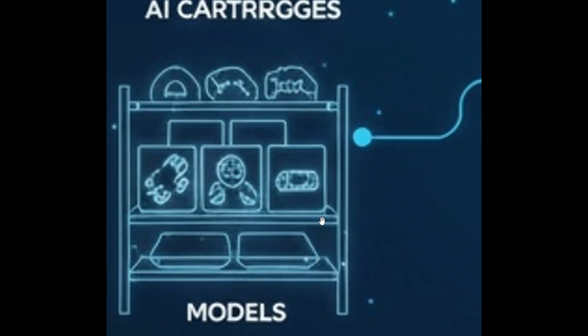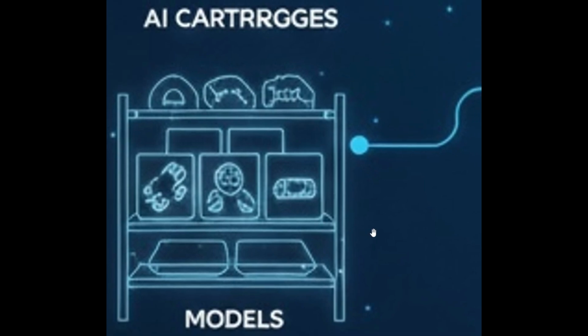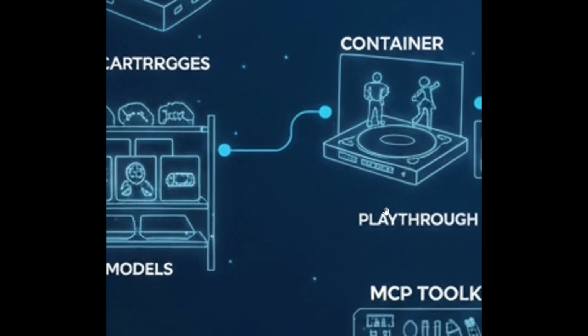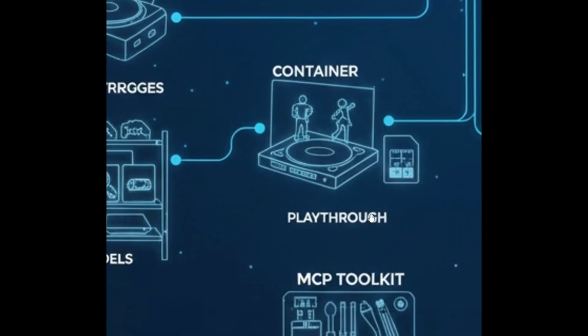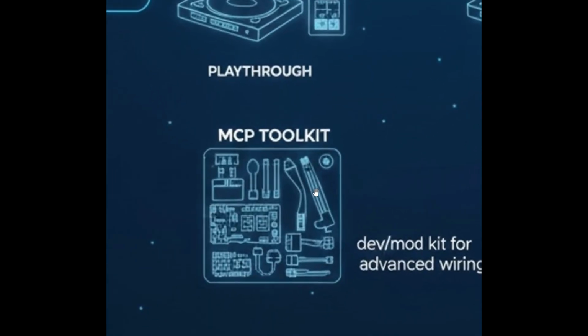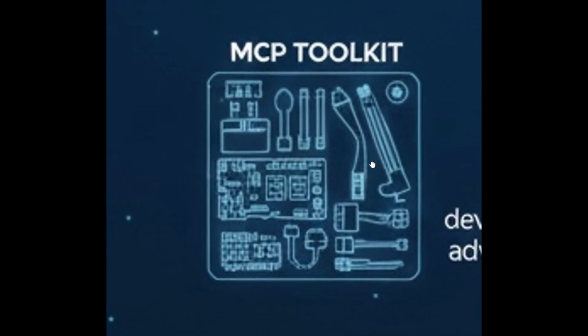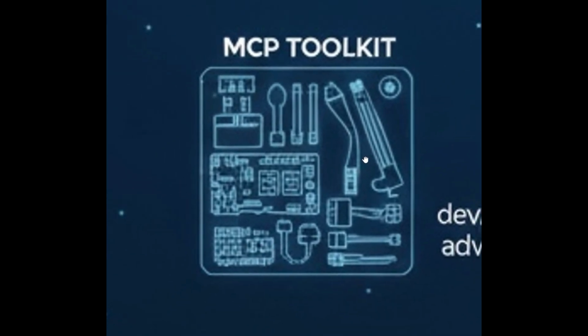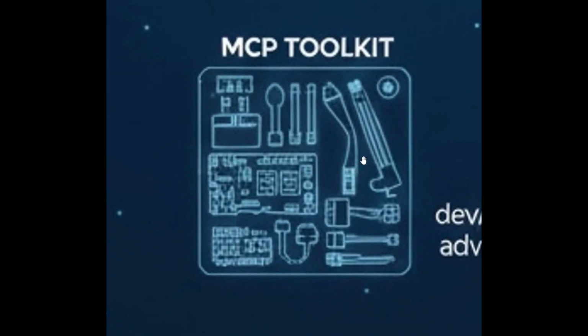At the bottom left, the MCP Toolkit is shown as a collection of development and modification tools. Explanation. An MCP Toolkit, often referring to Mod Coder Pack in Minecraft, but here generalized, is a set of tools that developers or modders use to create, debug, and modify software or games. Advanced wiring implies intricate changes. Gaming example. This toolkit would contain everything a dedicated modder needs to deeply customize Champions of Norath.